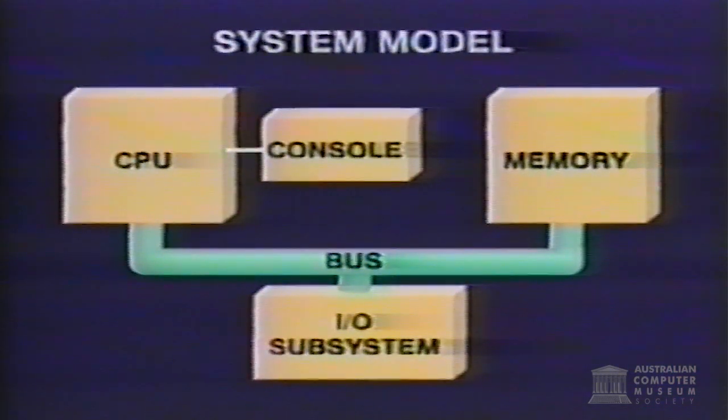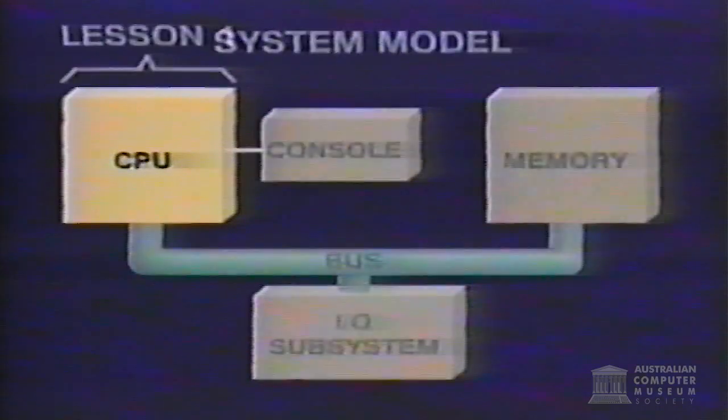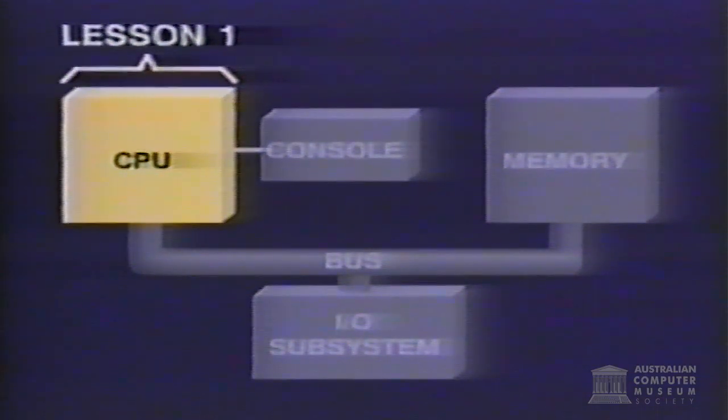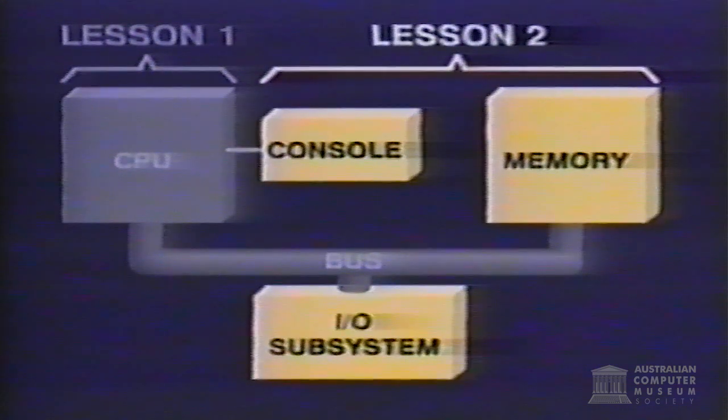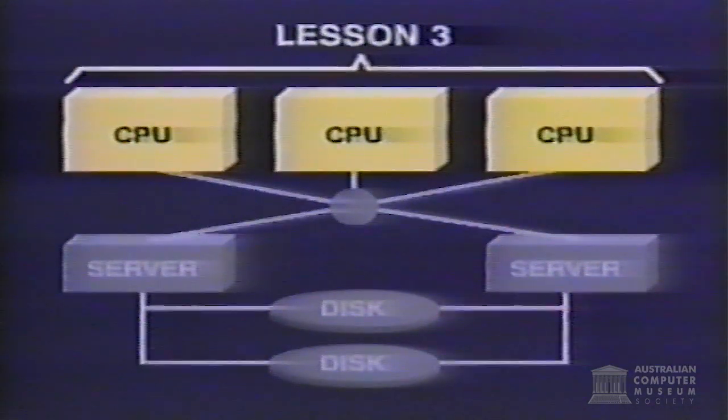The first 2 lessons develop this basic model of a VAX system, a system that's configured with a single CPU. Lesson 1 concentrates on the Central Processing Unit, or CPU. It introduces you to the hardware features shared by most VAX processors. Lesson 2 covers the other parts of our model, the console subsystem, memory, and the I/O subsystem. Lesson 3 describes VAX systems that are configured with 2 or more CPUs. You'll learn about multiprocessor systems, such as this VAX cluster.